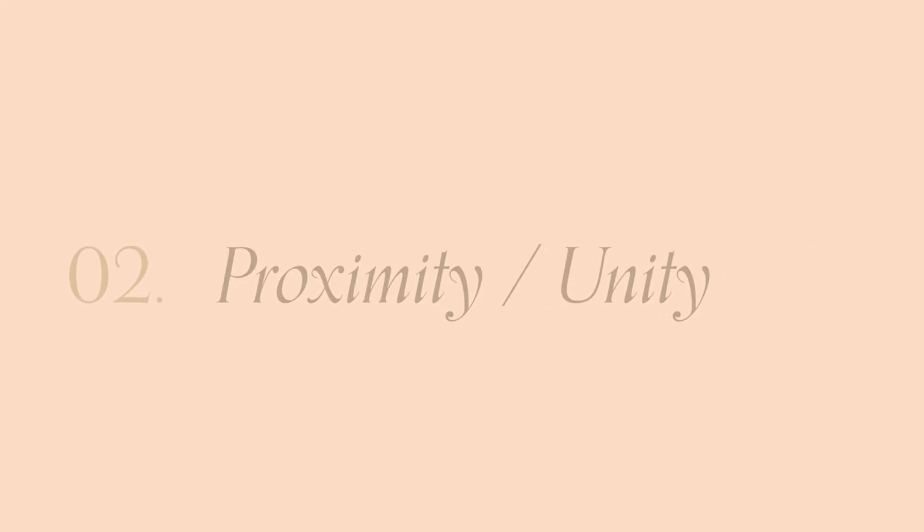Next up, we have proximity and unity. The relationship between different elements in a design is affected by the proximity. How close or how far apart elements are suggests the relationship or the lack of relationship that is displayed there. And then unity can be created by using a third element to connect distant parts.